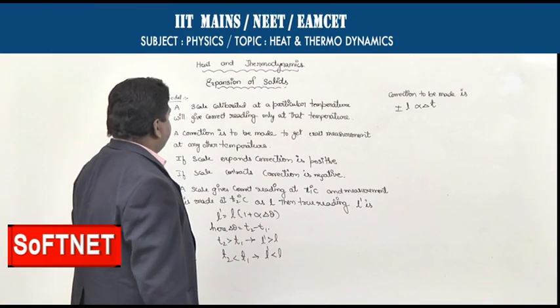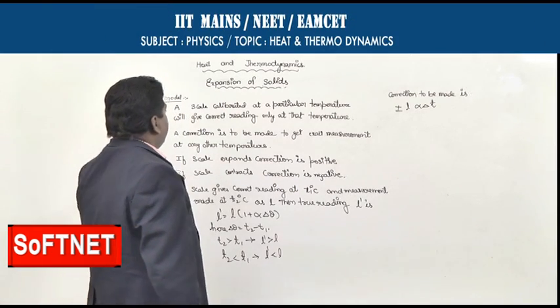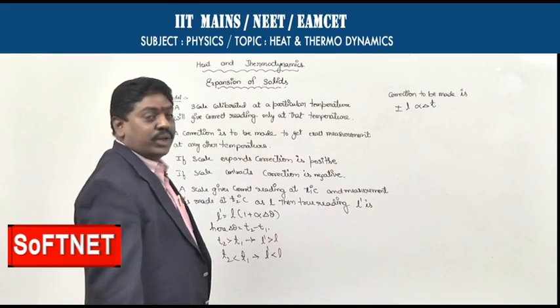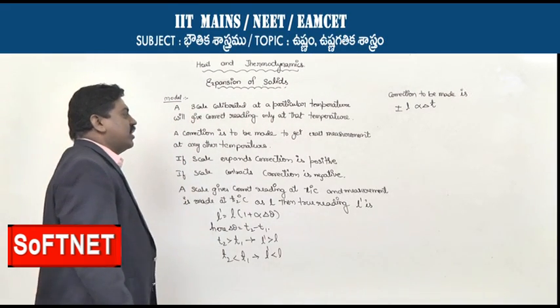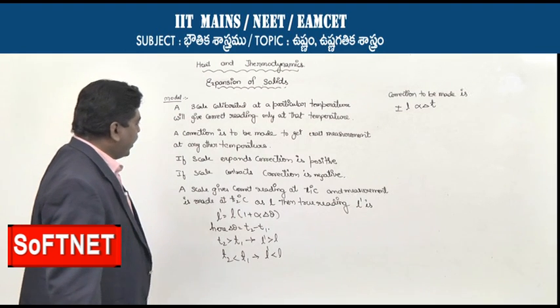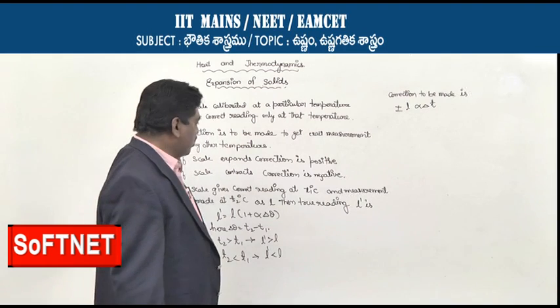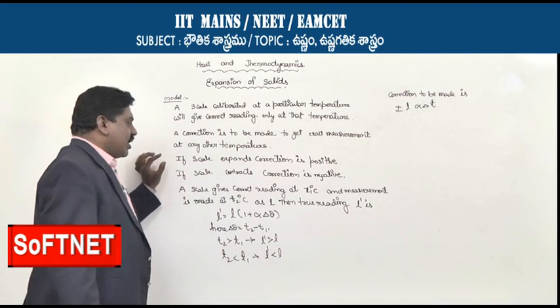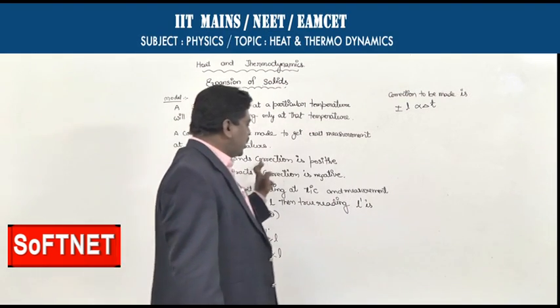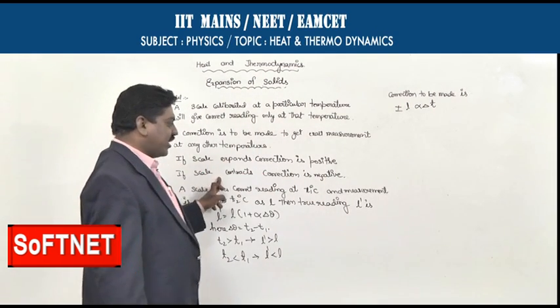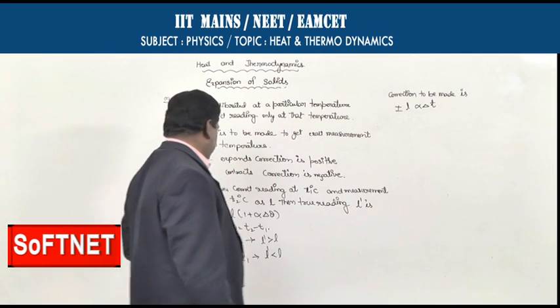Now let us try to understand another model. A scale calibrated at a particular temperature will give the correct reading only at that particular temperature. A correction is to be made to get an exact measurement at any other temperature. If the scale expands, the correction to be made is positive, and if the scale contracts, the correction to be made is negative.